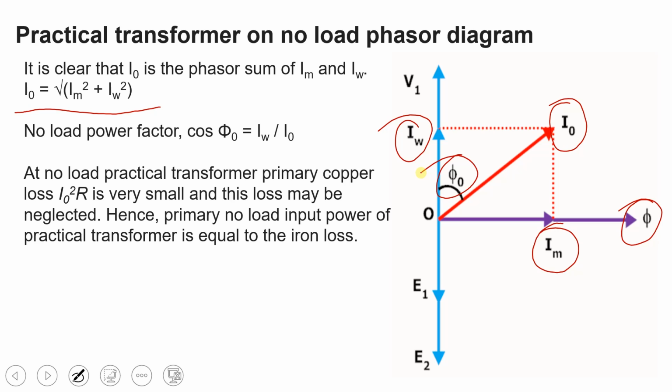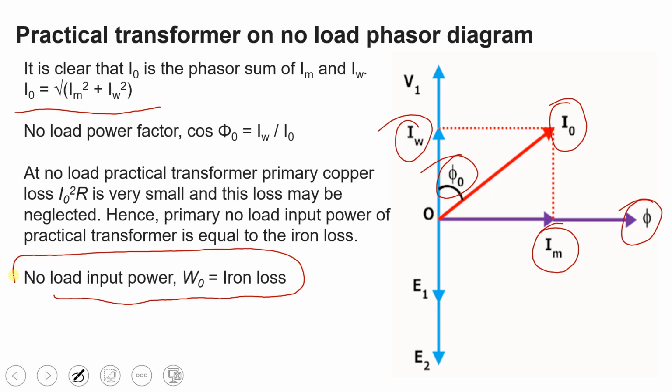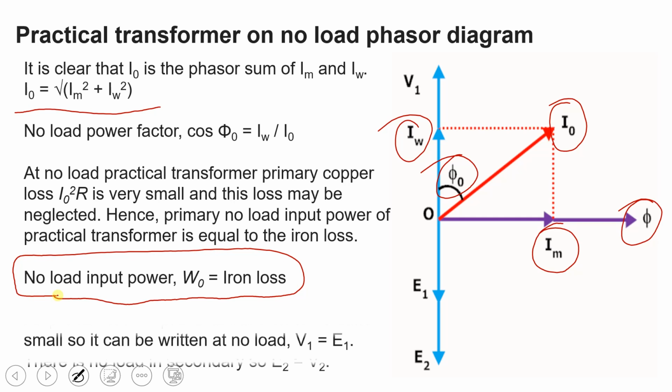At no load in the practical transformer, the primary copper loss I naught square R is very small and may be neglected. Hence, the primary no load input power of the practical transformer is equal to the iron losses. No load input power W naught is equal to iron losses. So the power on the input side is equal to the iron losses.